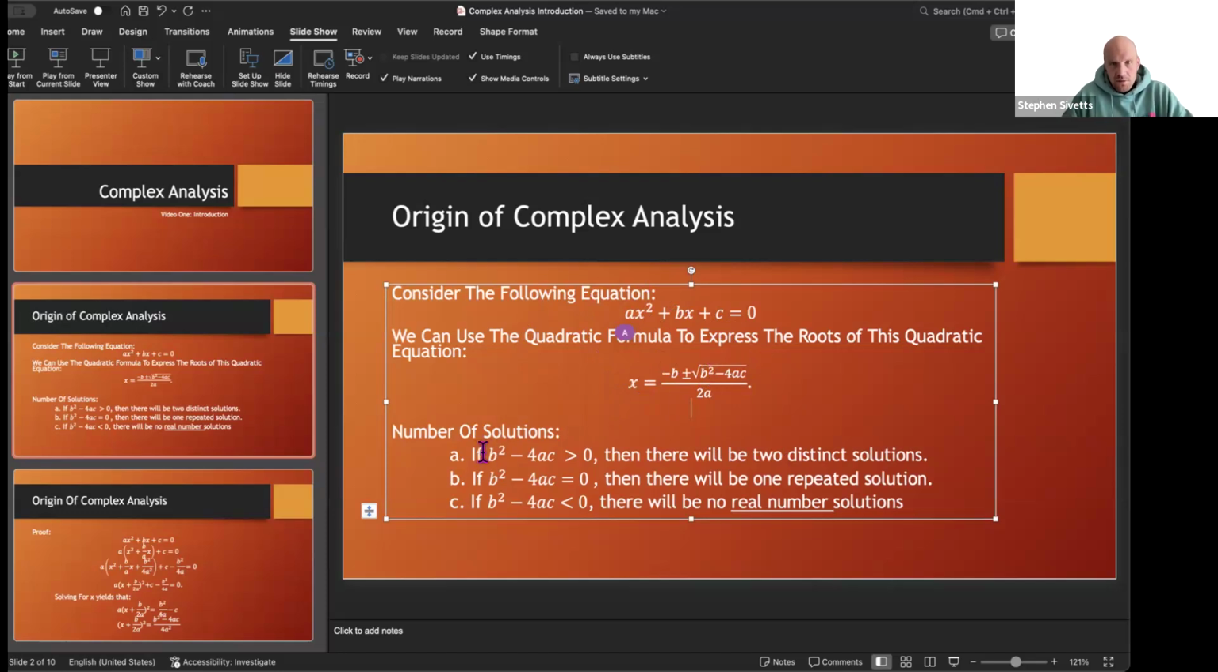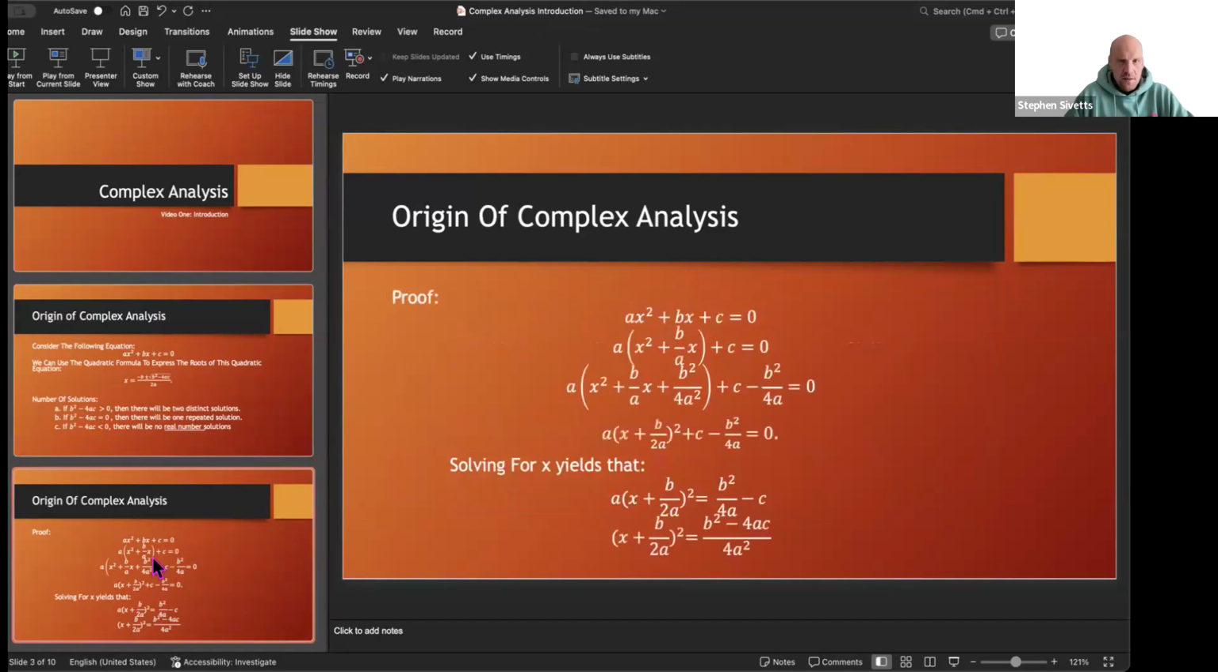The number of solutions in a quadratic equation comes from the quantity called the discriminant of a quadratic equation. If b squared minus 4ac is greater than 0, there will be two distinct solutions. If b squared minus 4ac is 0, then there will be one repeated solution. However, if b squared minus 4ac is less than 0, there is no real number solution to this quadratic equation, so we'll get two complex roots.